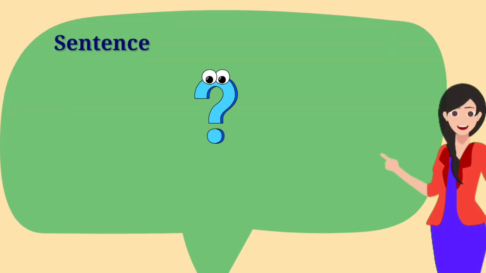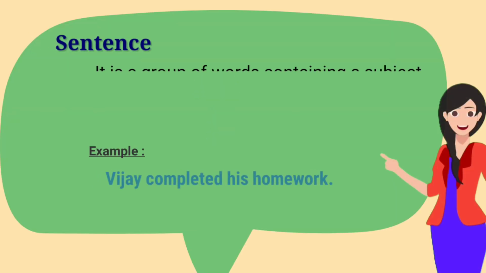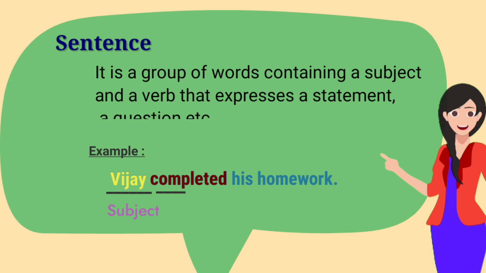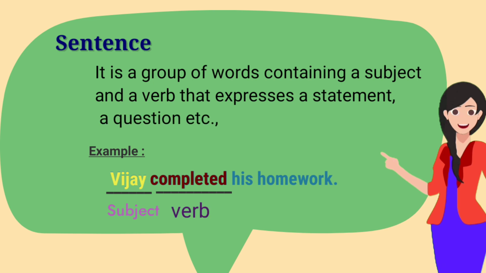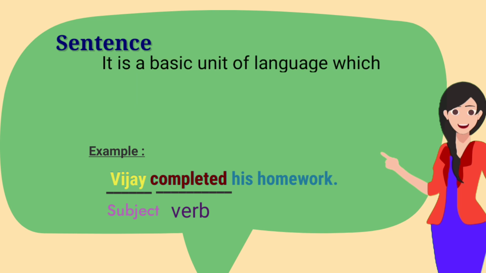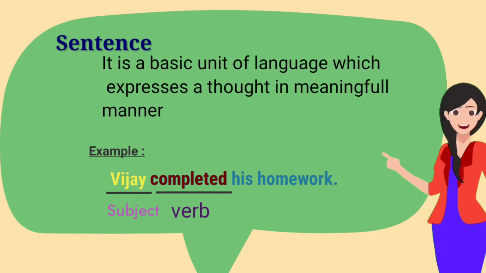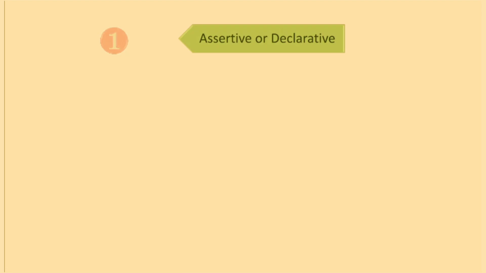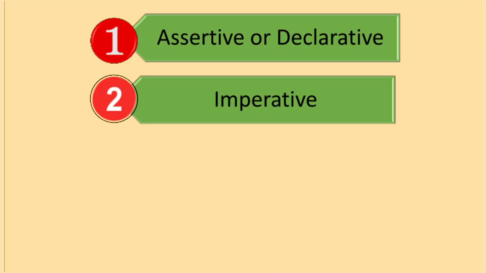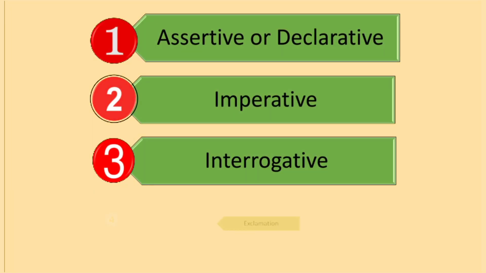What is a sentence? Sentence is a group of words containing a subject and a verb that expresses a statement, a question, etc. In other words, a sentence is a basic unit of language which expresses a complete thought in meaningful manner. There are 4 types of sentences. They are declarative, imperative, interrogative, exclamatory sentences.